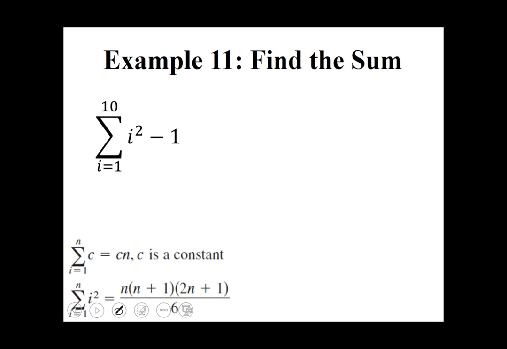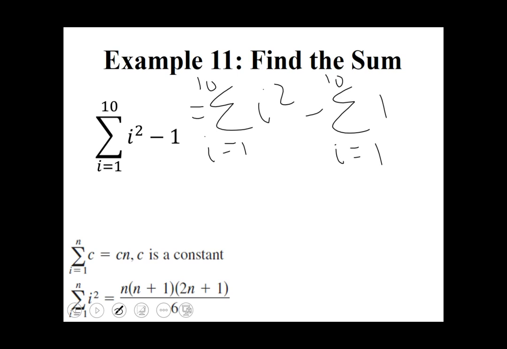Here, you're asked to find the sum from 1 to 10 of i squared minus 1, and you're actually going to use a couple of formulas here. You're going to break this up, first of all, using an algebraic property. Then you're going to use both the constant formula, which is old, and the i squared formula, which is new. So I'm going to break this up into the sum from 1 to 10 of i squared minus the sum from 1 to 10 of just 1. Notice that I took this minus 1 and made it a subtraction and then a 1. You could also do plus negative 1, but it's easier to make it a subtraction.